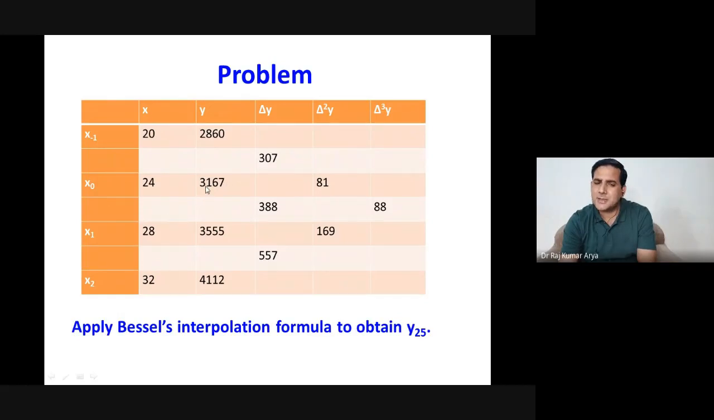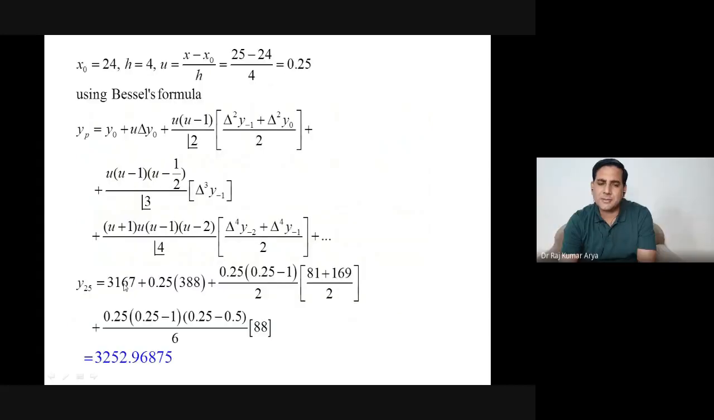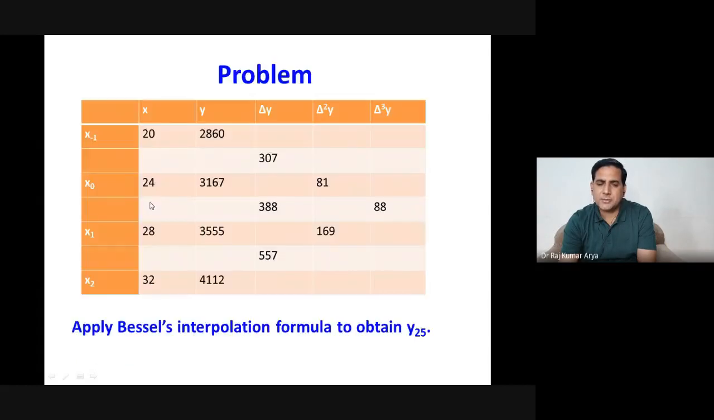This one, 3164. Yes, sir. 67. Yes, sir. That's your y 316. Your u is 0.25. You have delta y0, so delta y0 is 388. So this is your first one, delta y0.